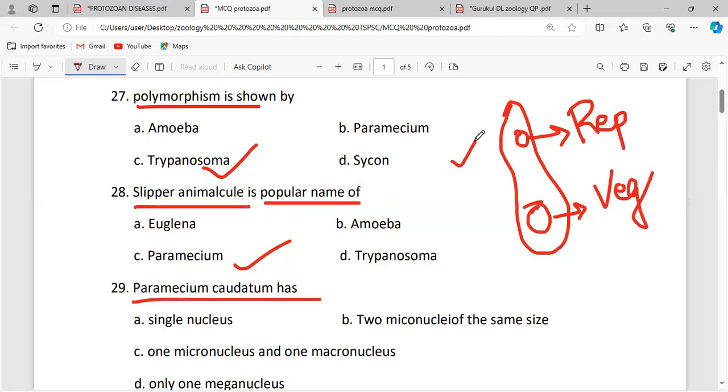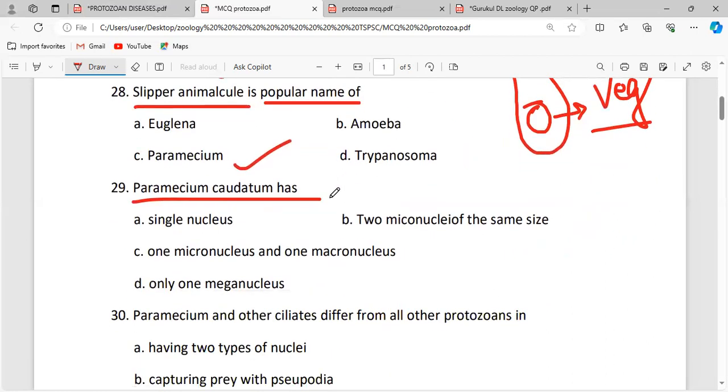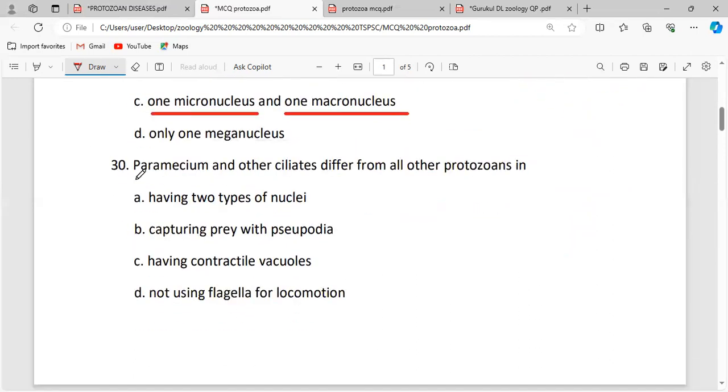Okay, in paramecium, we have two different types of nucleus. One is micro, one is macro. One is small and one is large. The small micronucleus will be responsible for the reproduction and the large macronucleus will be responsible for the vegetative function. So, the Paramecium caudatum has one micronucleus and one macronucleus. Clear? Fine.